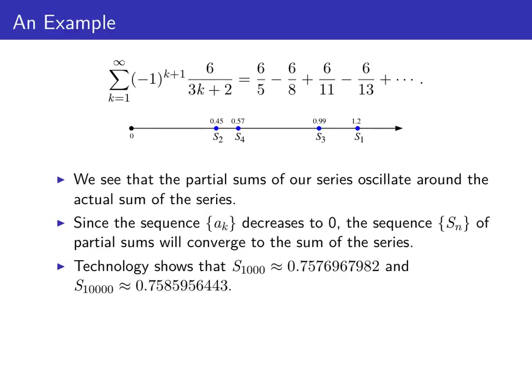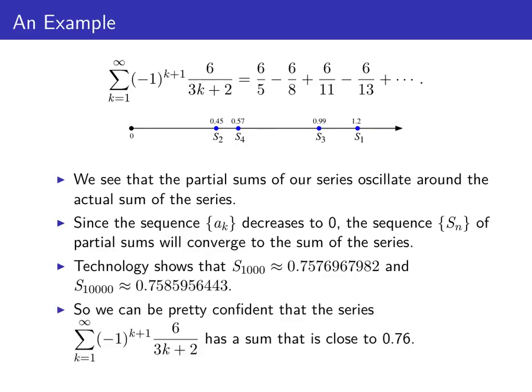Now, a use of technology shows that the 1,000th partial sum is about 0.758, and the 10,000th partial sum is about 0.759. So we can be pretty confident that the series sum of (-1)^(k+1) times 6 over (3k plus 2) has a sum that's pretty close to 0.76.